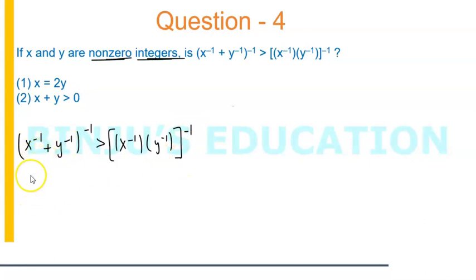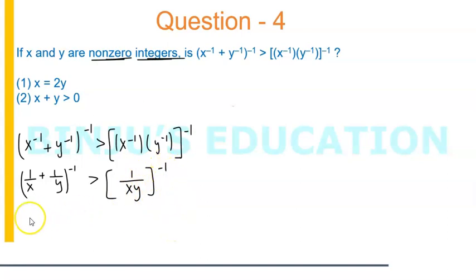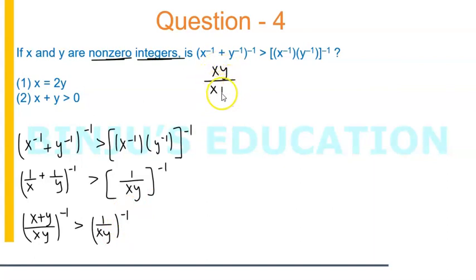Okay, so this is like 1 over x plus 1 over y whole to the power minus 1 greater than 1 over x into y whole to the power minus 1. So this is x plus y divided by xy whole to the power minus 1 greater than 1 over xy whole to the power minus 1. So this will be xy divided by x plus y greater than xy. This is the actual question that we have to answer.